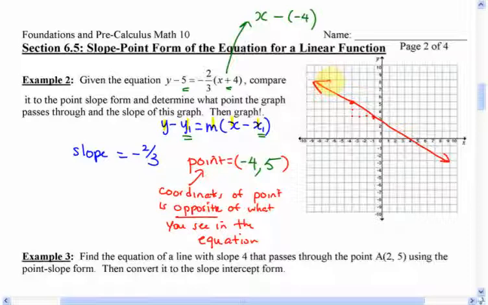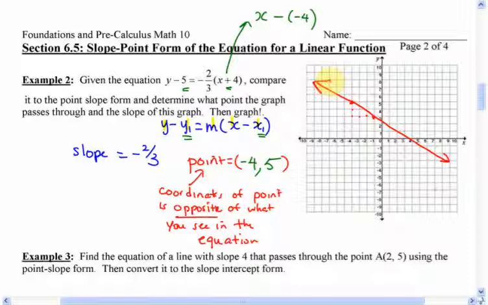Done. So this example is an equation in point-slope form. And once again, to graph something, all you need is one point and the slope. In this particular example, they give you the point, it's negative 4, comma 5. They give you the slope, negative 2 over 3. Do your stuff. You're done.